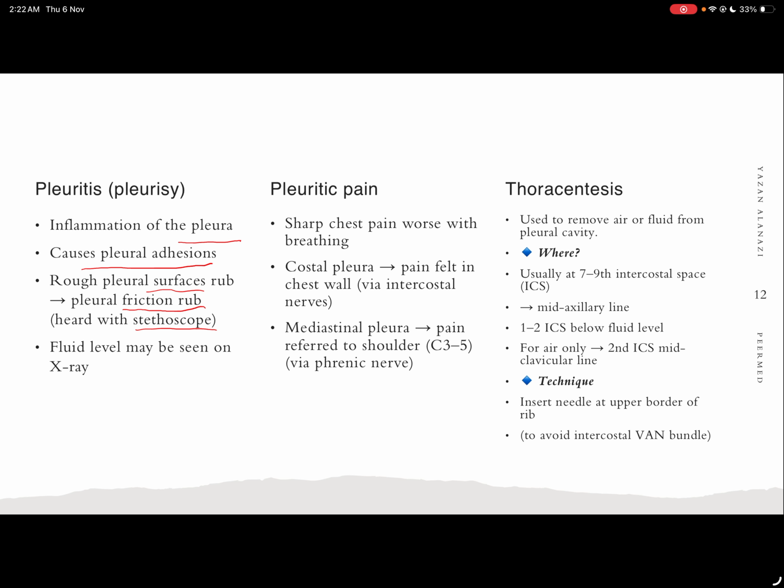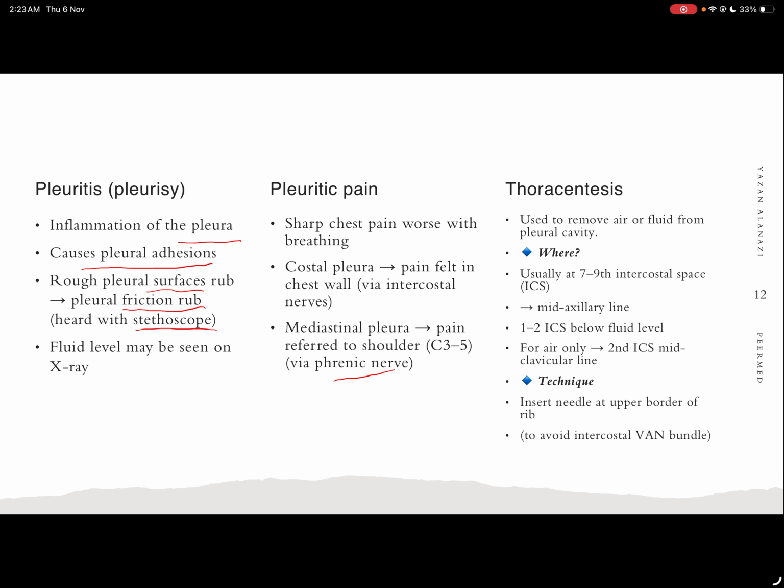Pleuritic pain is a sharp chest pain, worse with breathing. The more you breathe, the worse it gets. When it affects the costal pleura, pain is felt in the chest wall through the intercostal nerves, okay? While with the mediastinal pleura, pain is referred to the shoulders. When we have mediastinal pleura pain, the shoulder is the most painful place. Why? Via the phrenic nerve, because the phrenic nerve passes there.